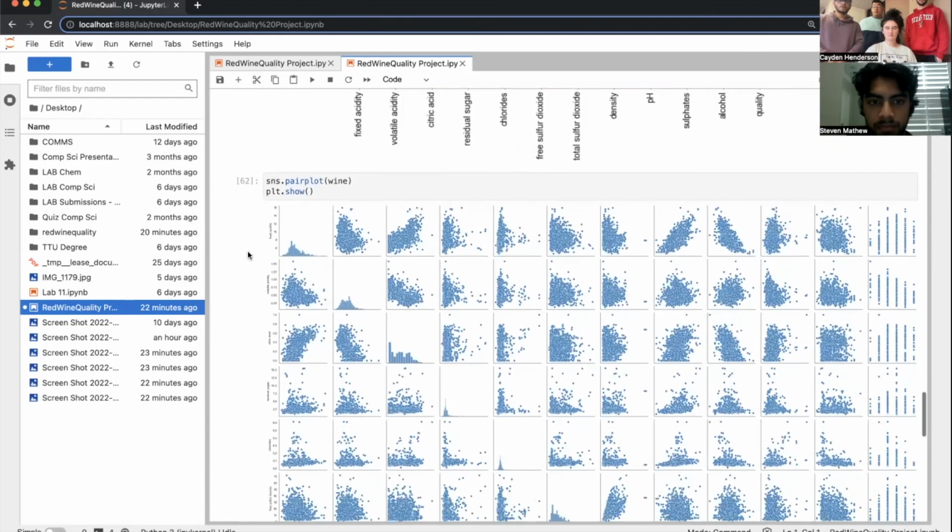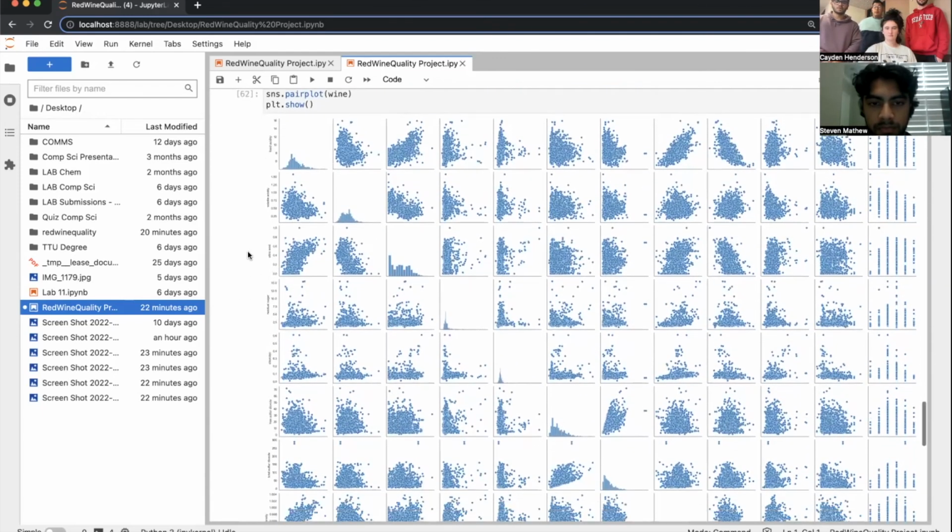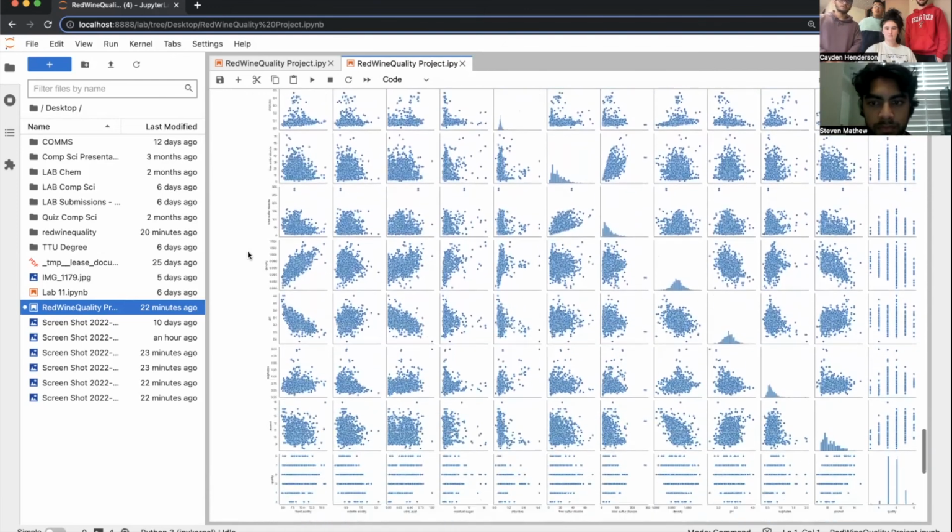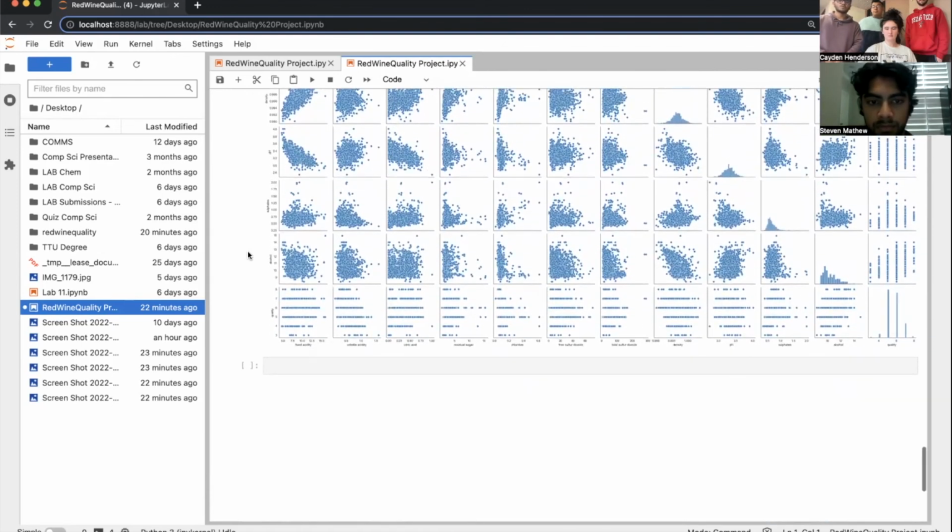And then we used the pair plot so we can get all the different correlations from each column within the data frame.